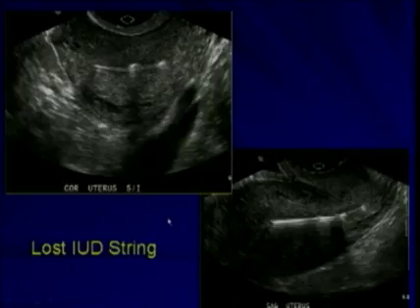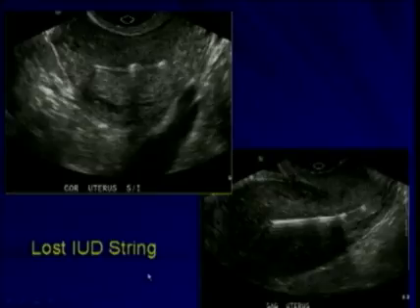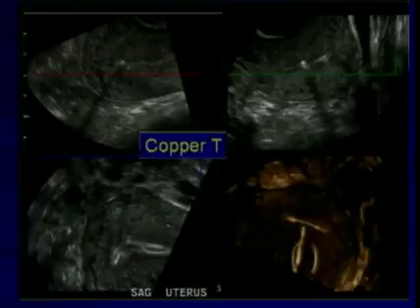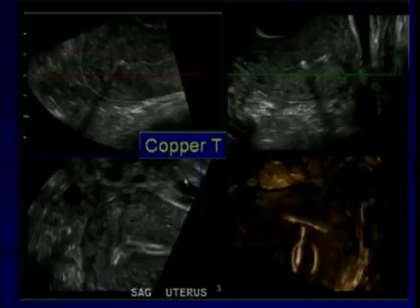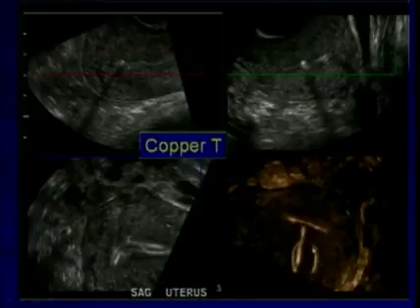Another example of a woman that was referred because of a lost IUD string. In this case, the IUD is highly echogenic with shadowing. This is probably a little bit of the string. The horizontal arms here are seen nicely, not much question. In this case, with 3D ultrasound, though, we can see what happened to the string. It didn't break off, but it's curled up in the uterine cavity.